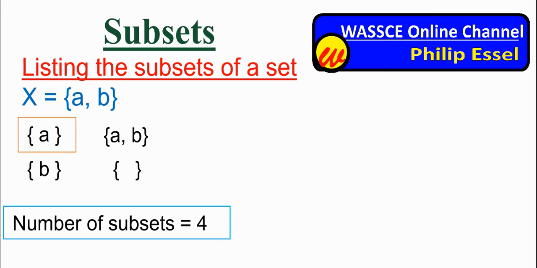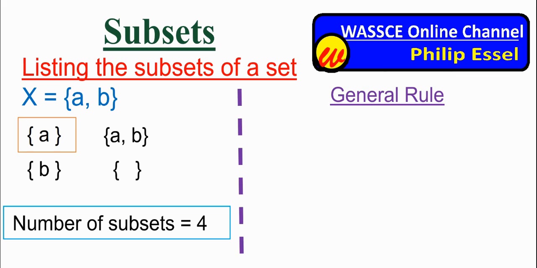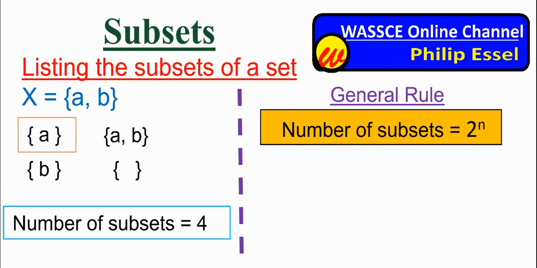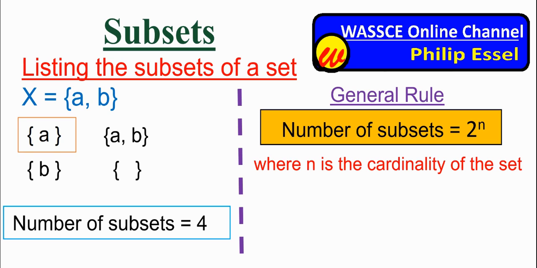Now, is it possible for us to tell the number of subsets of the set X without necessarily listing these subsets? Yes, it is very possible. Let's look at how we can do this. To do this, we would follow this general rule. Number of subsets equals 2 exponent n, where n is the cardinality of the set.